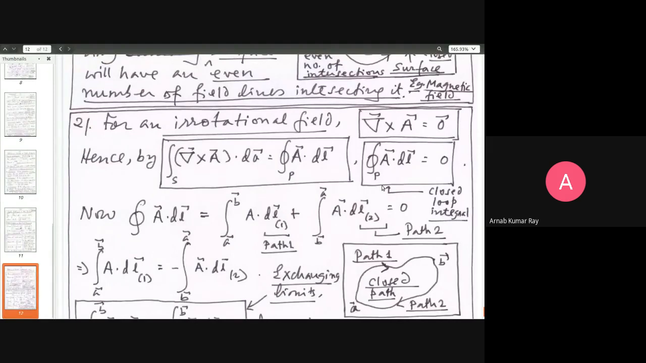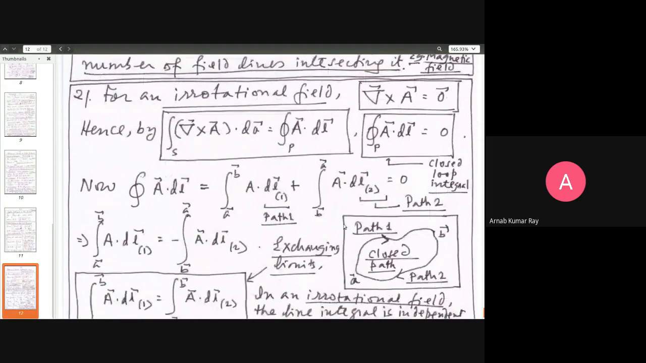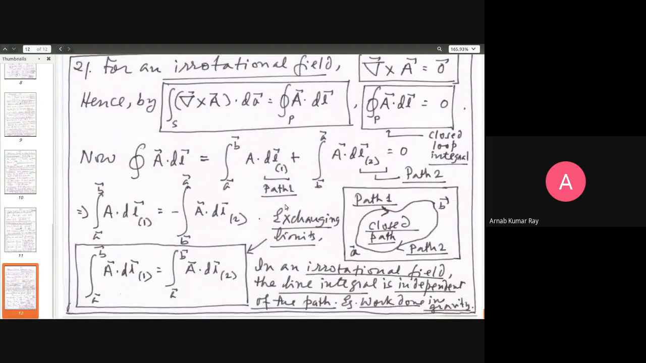If it does, then A dot dl, the closed loop integral, will be equal to, let us now try to follow this discussion carefully. When you say you have a closed loop integral, it means that you are starting at a point and then you are coming back at that same point.